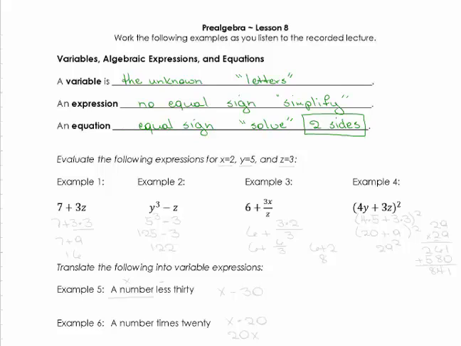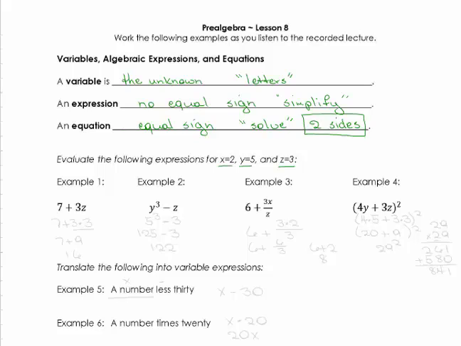Well, let's take a look at some expressions that are in the four examples below, and let's plug in some numbers that they've given us for the variables. They're telling us that the x variable is equal to the number 2, the y variable is going to equal 5, and the z variable is going to equal 3. So what they're asking us to do when they say evaluate is sort of like simplify. We're going to plug in the value for each of those letters, and then do the math and see what the answer is.